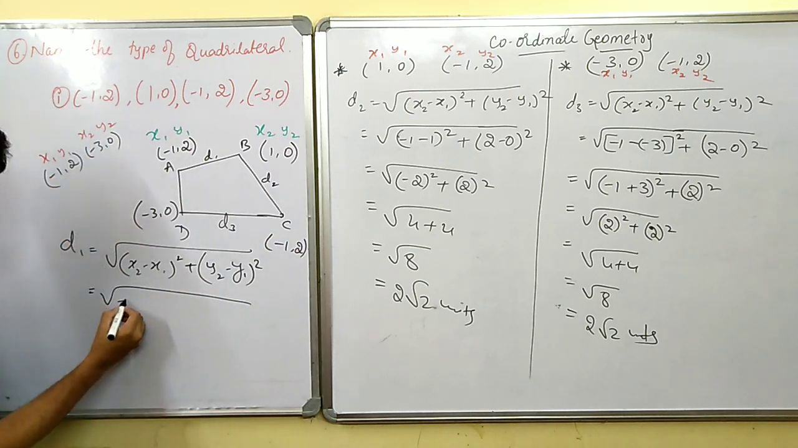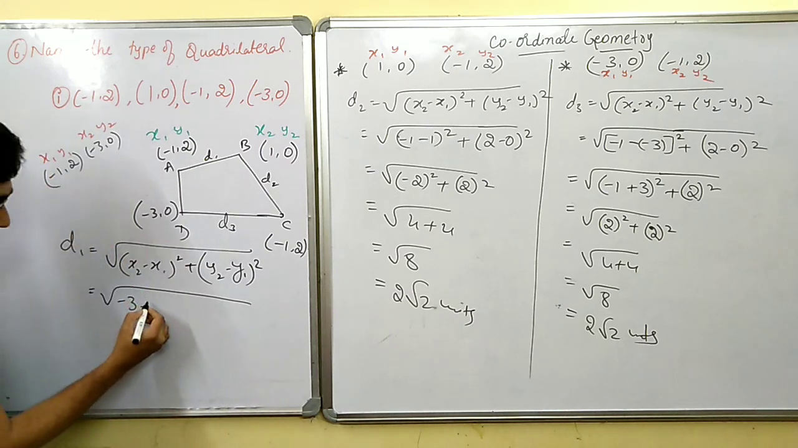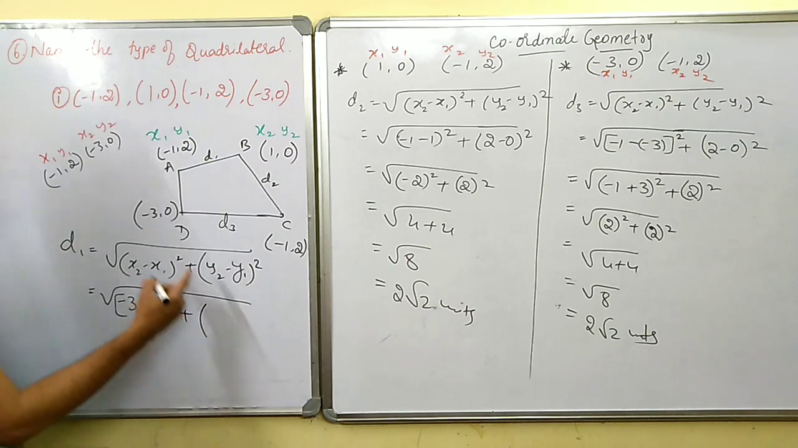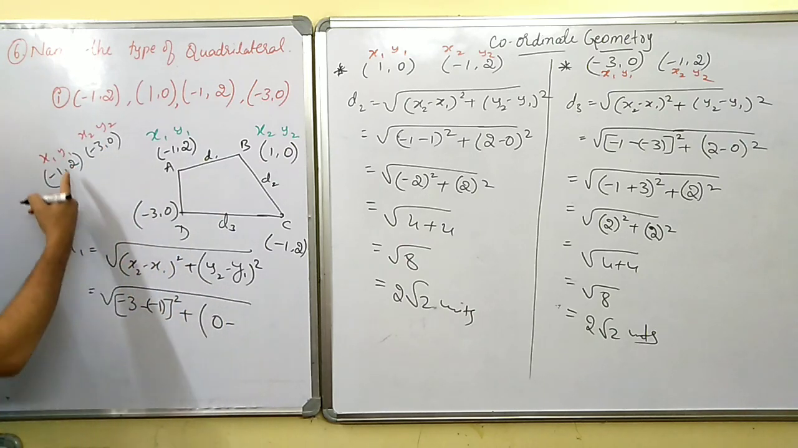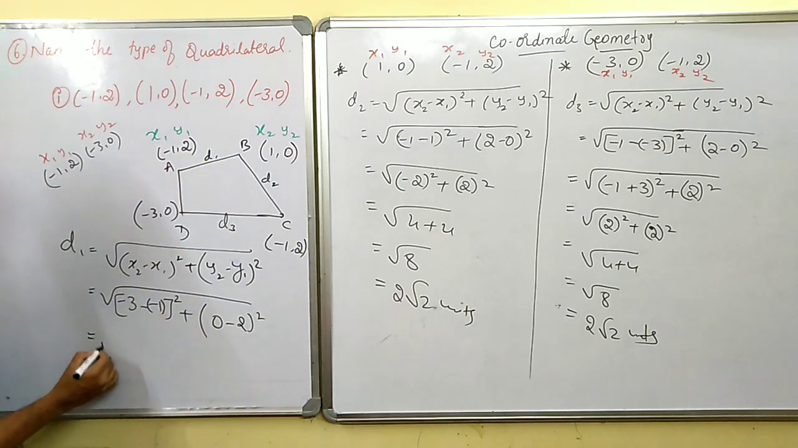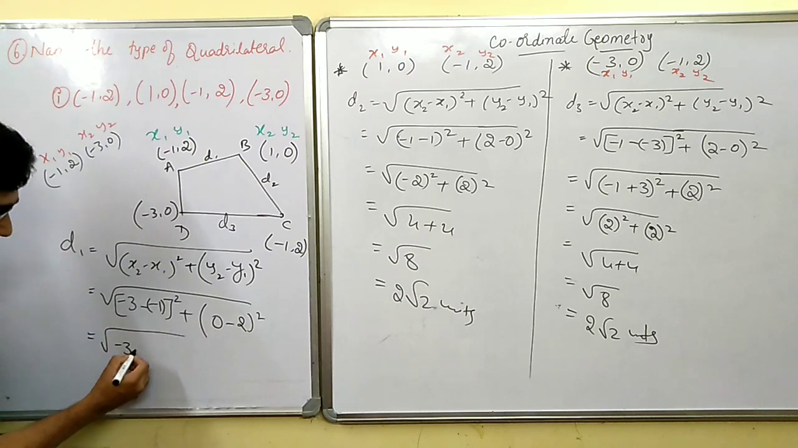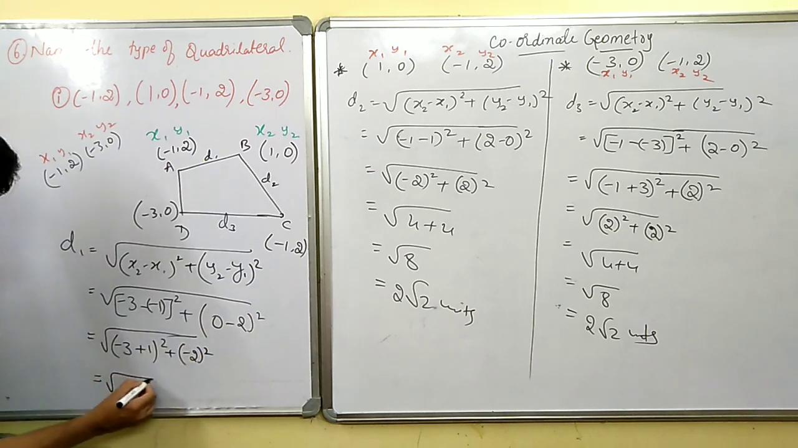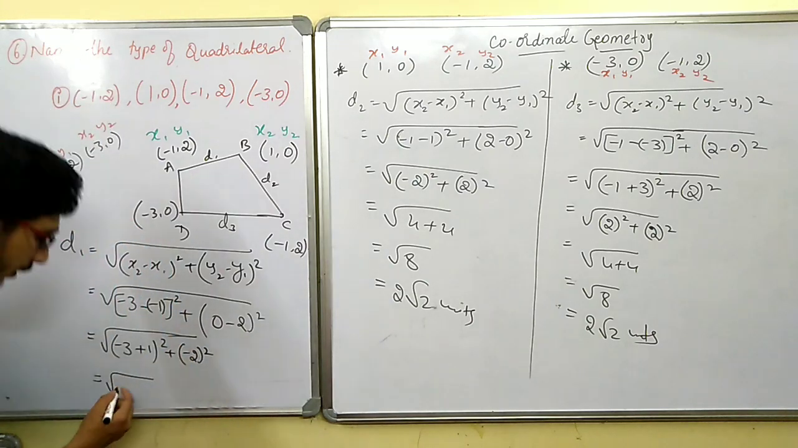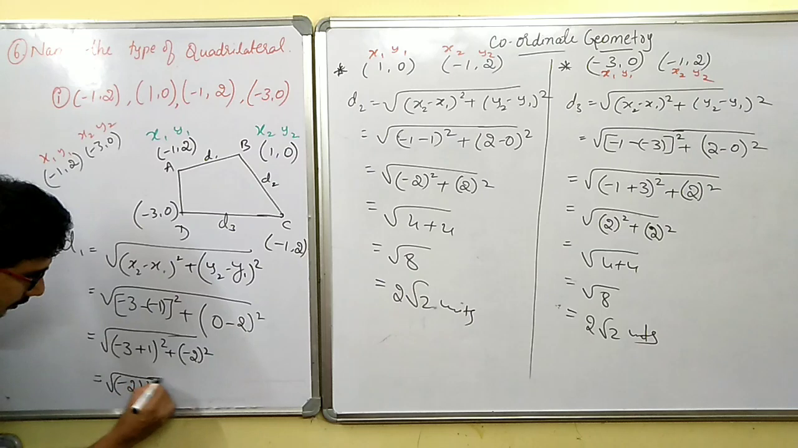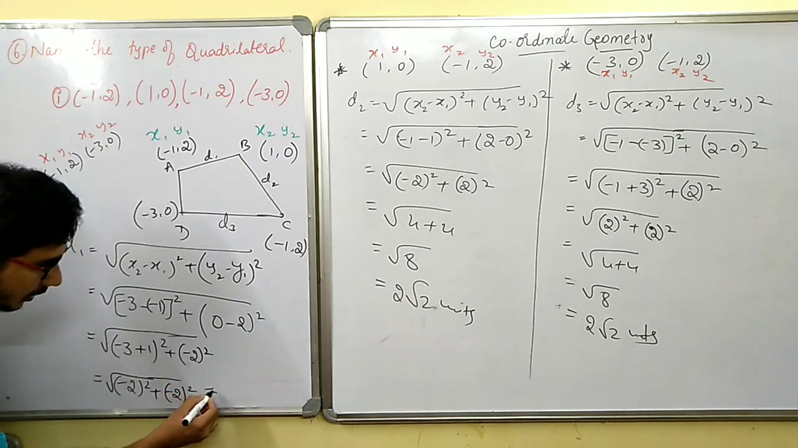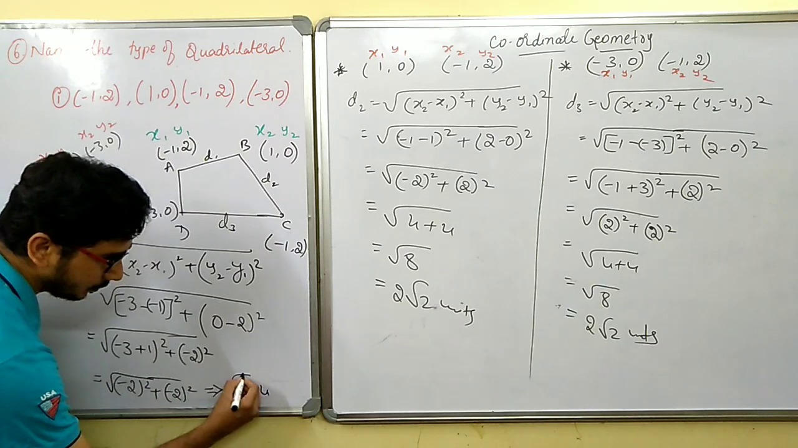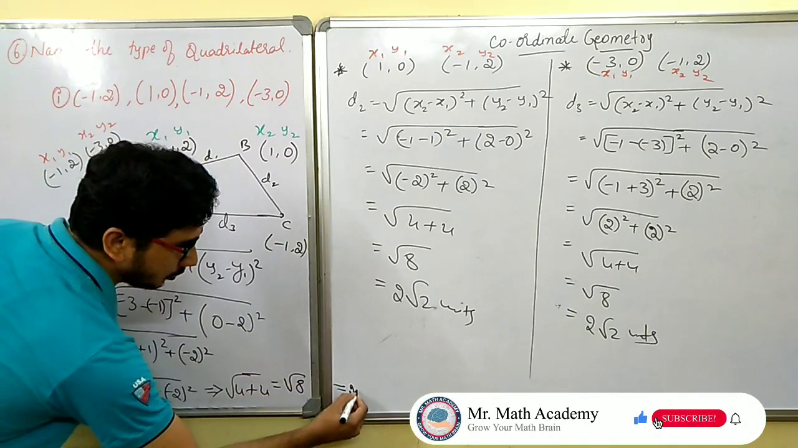x2 how much? -3. x1 how much? -1. See, again two signs you got, so put the bracket, then the whole square we have to write. Plus y2 how much? 0. y1 how much? 2. Okay, we are almost completing the problem now. See, -3, minus into minus plus 1 whole square, then -2 whole square as it is. So what will happen now? -3 plus 1 is -2. So -2 whole square plus this -2 whole square as it is, I'll write, so that in the next step I'll write correctly. So minus into minus plus, 2 2s are 4, as usual 4, this is also 4, which implies root 8, which implies 2 root 2 units.